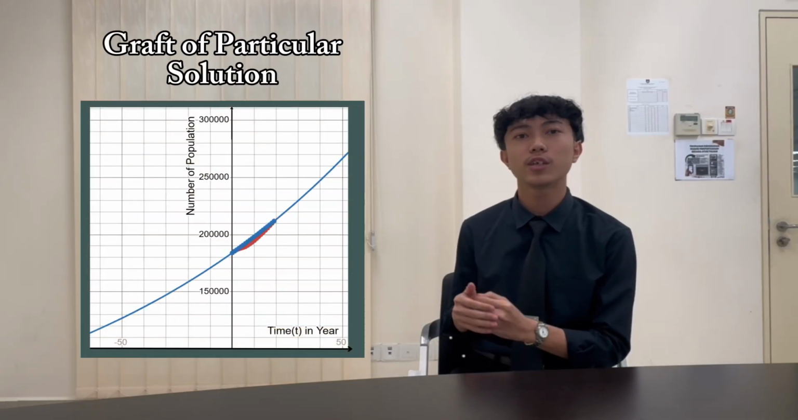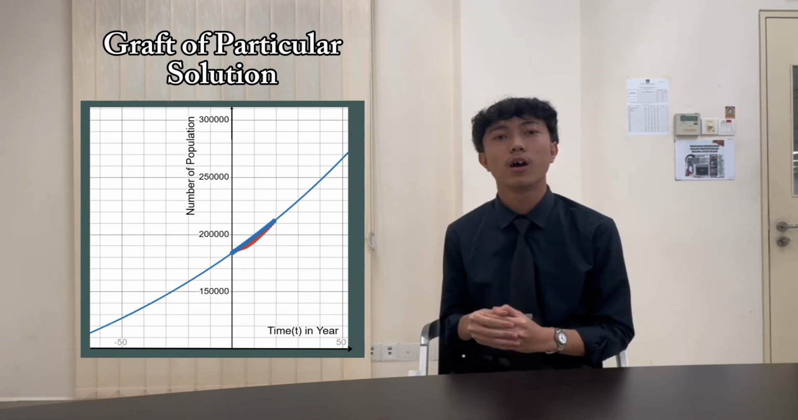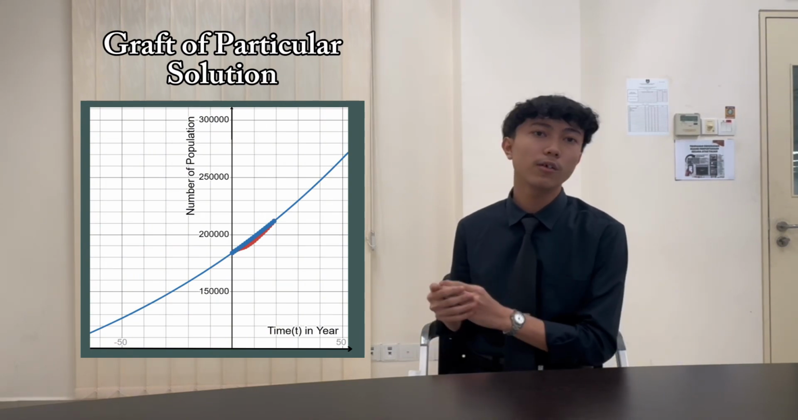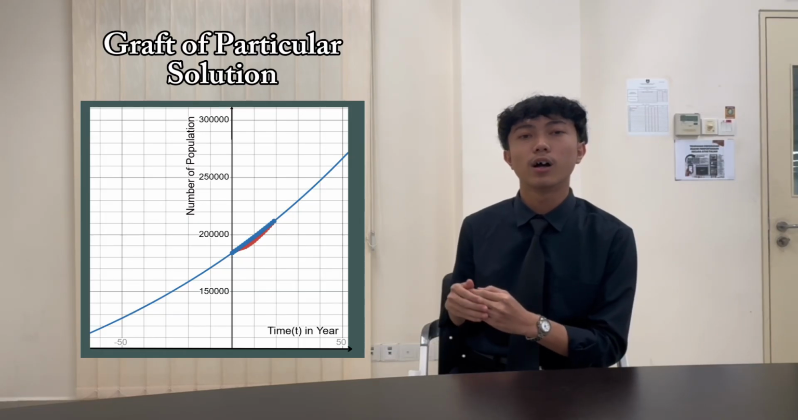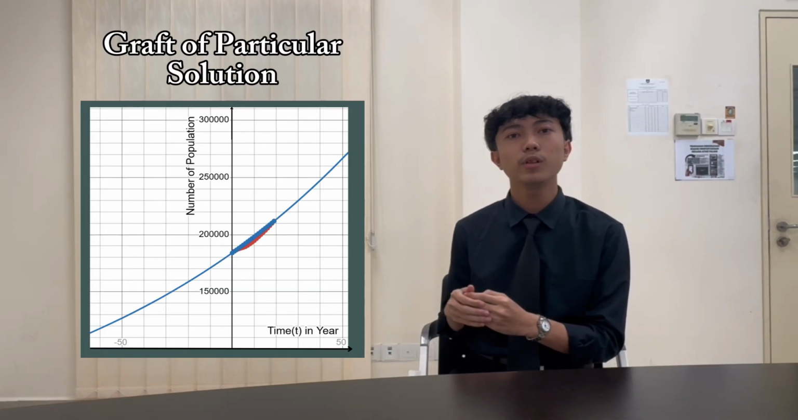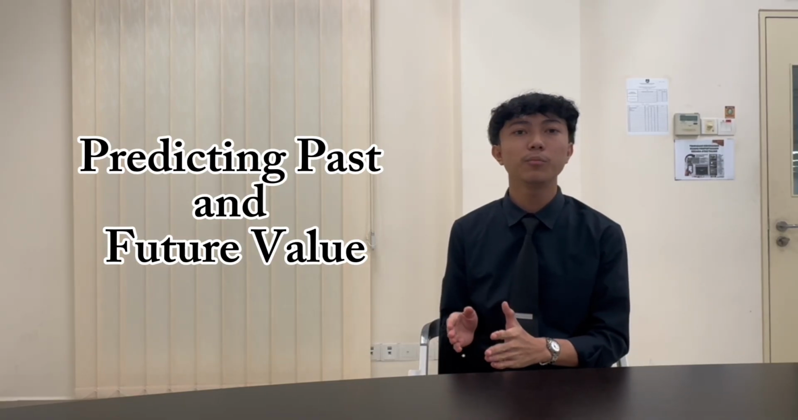So the next part of data analysis will show you the graph of the particular solution of population in Samoa against time. This particular solution has been calculated using the formula that has been introduced. This graph shows that population in Samoa increases exponentially. That means over time, people in Samoa increase. The last part of the data analysis is how we actually predict the past value and the future value of the people in Samoa.